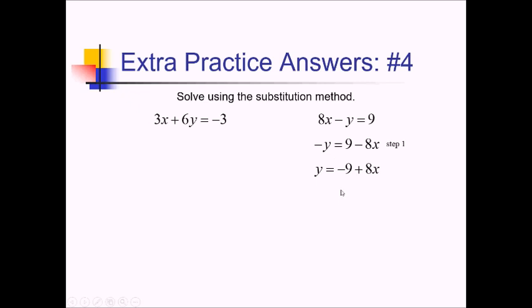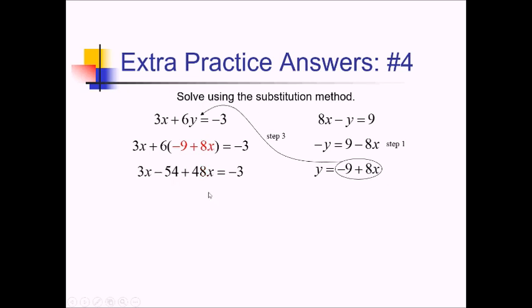And now let me replace y with negative 9 plus 8x over in this first equation right here. So I can write 3x plus 6 times parentheses, negative 9 plus 8x, all of that equals negative 3. Distributing that 6, I've got negative 54 plus 48x. Combining like terms, we have 3x and 48x. That's going to be 51x minus 54 equals negative 3.